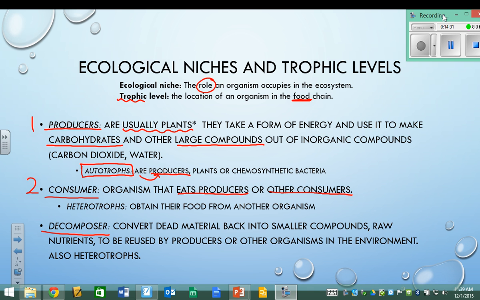Consumers are what we call heterotrophs. Hetero means different, not the same. So a heterotroph gets their food from something that is not the same as them. Now, if you just use that definition, that would mean, say, a lion can't eat another lion, which is not true. We're meaning a different type of organism than themselves. So a heterotroph obtains their food from another organism.